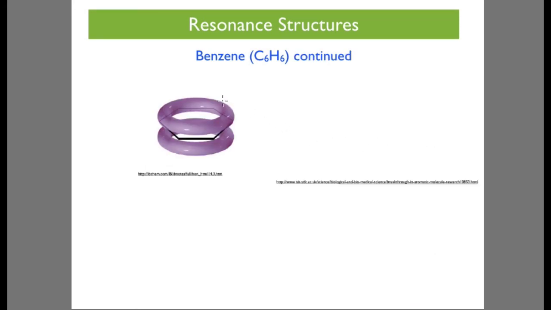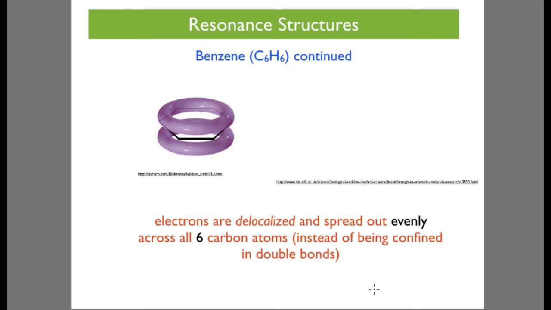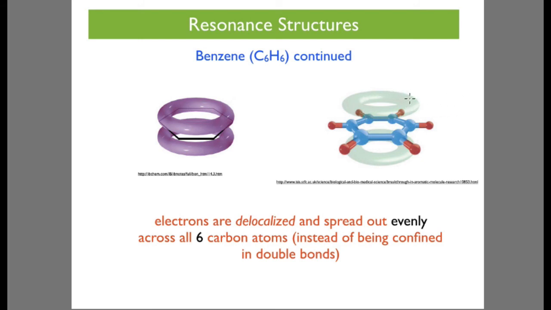Here you can see a rather marvellous representation of it with a cloud of electrons above and a cloud of electrons below the hexagon of carbon atoms. Electrons are delocalized and they're spread out evenly across all 6 carbon atoms. They're not confined to those double bonds. And again, an equally marvellous representation where you can see this ring of electrons in a cloud above the hexagon, evenly spread out.